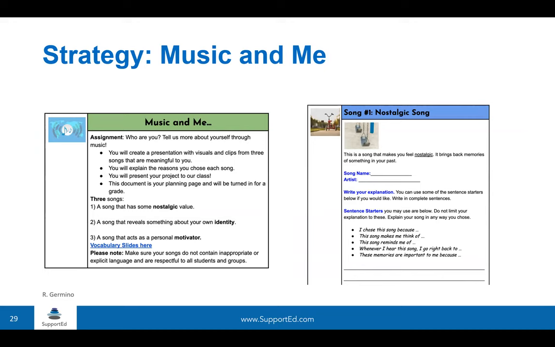Another strategy is having the teacher learn about their students through music. So after they provide the students with directions, they scaffold each component with vocabulary explained and sentence starters as well. So you can take a look at what the assignment is and then what kind of scaffolds students get.